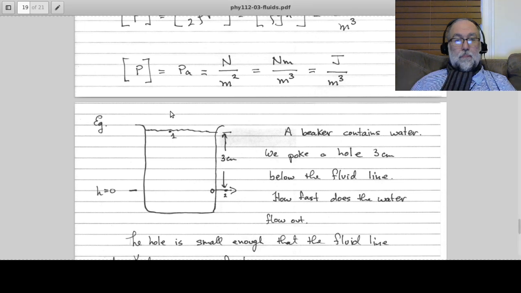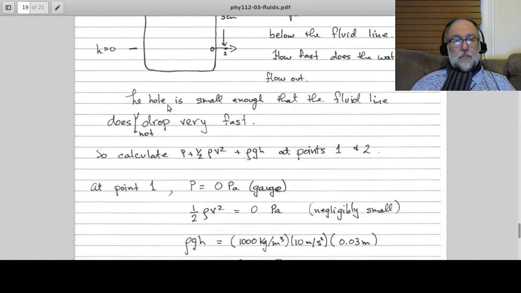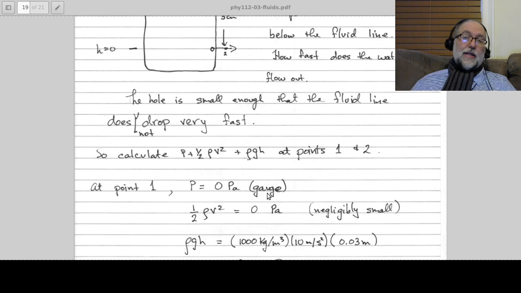All right, so let's start. Let's calculate this quantity, p plus 1/2 rho v squared plus rho gh at both points one and two. At point number one, the pressure is zero pascals. Okay, we're assuming we're at atmospheric pressure. And now you're going to say, wait a sec. Didn't you say atmospheric pressure was 101.3 kilopascals? Yeah, absolute pressure. But let's work in gauge. At gauge pressure, one atmosphere is zero. If you had an instrument measuring pressure against atmospheric pressure, you're measuring atmospheric pressure against atmospheric pressure, it's zero. That's why I put gauge there.